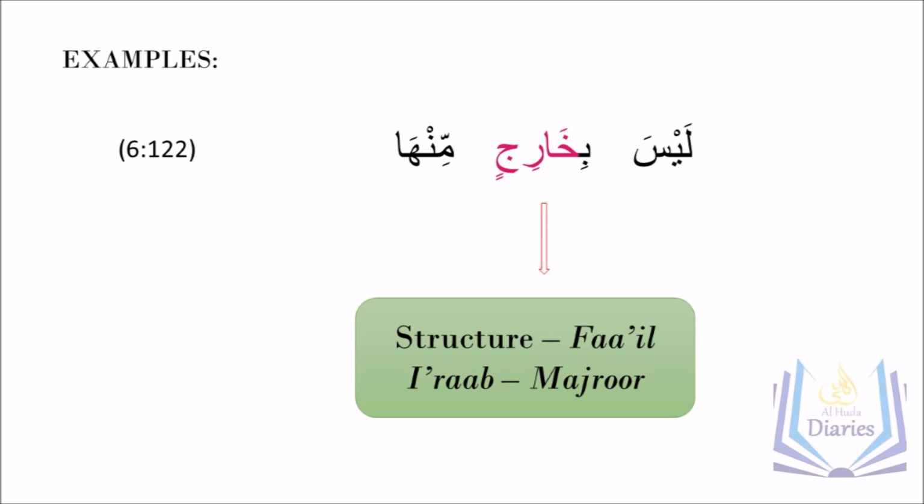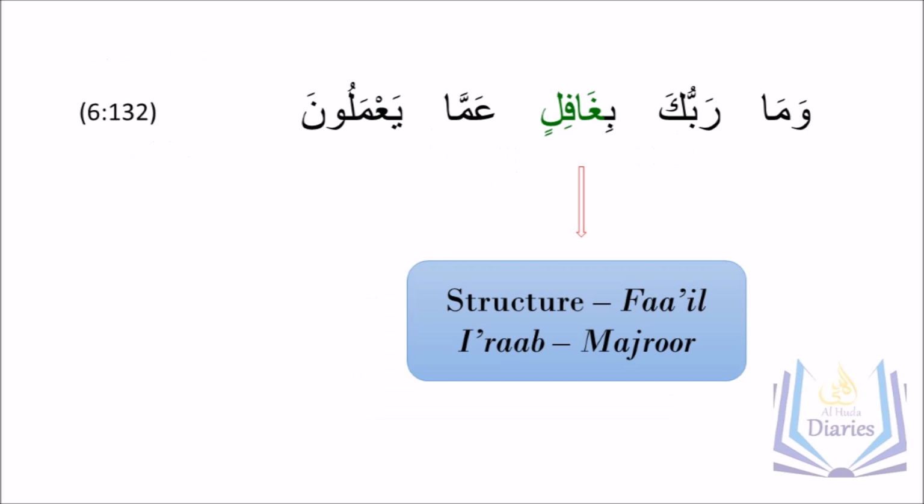Bi kharijin is in the fa'il structure. As indicated by the sign, you can see that it is in the jar state. So this means that it is not rafa, but it is in the fa'il structure. It is the doer. وَمَا رَبُّكَ بِغَافِلٍ عَمَّا يَعْمَلُونَ. Ghafil is in the structure of fa'il, but it has a kasra. It does not have a dhamma.